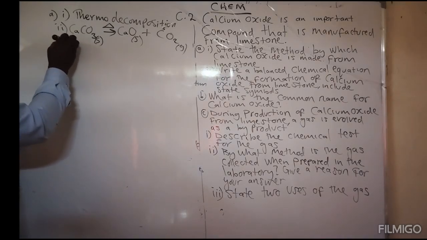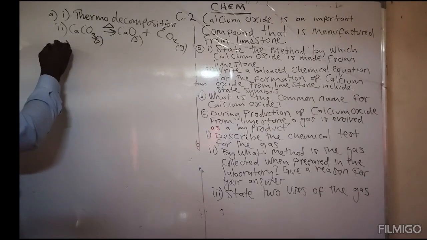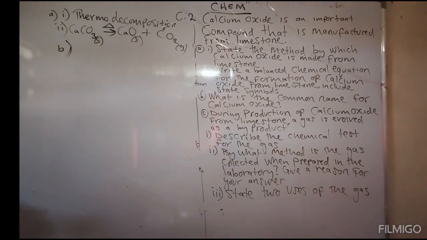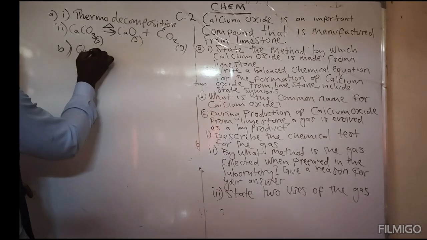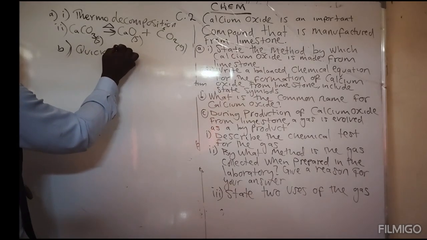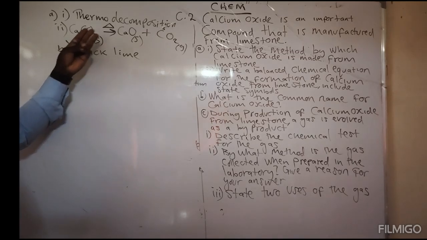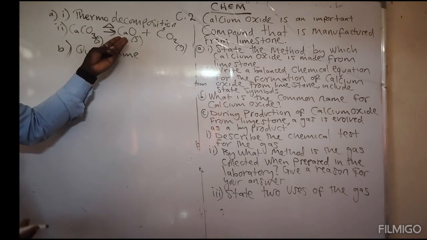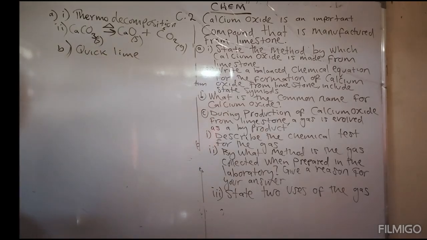Next now it's A3, B. So B is saying what is the common name for calcium oxide. Common name is the same as the special name for calcium oxide: quicklime. For you to remember, calcium carbonate, breaking it down, you form something which is fast here. Fast, quicklime.